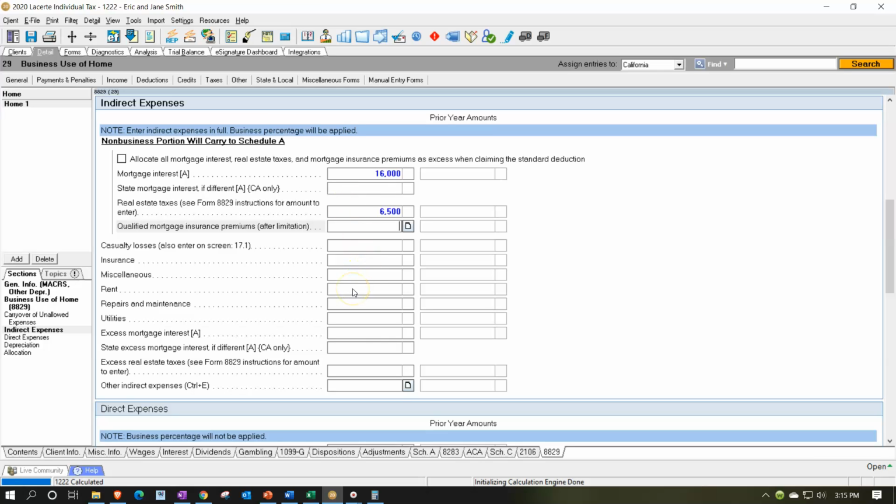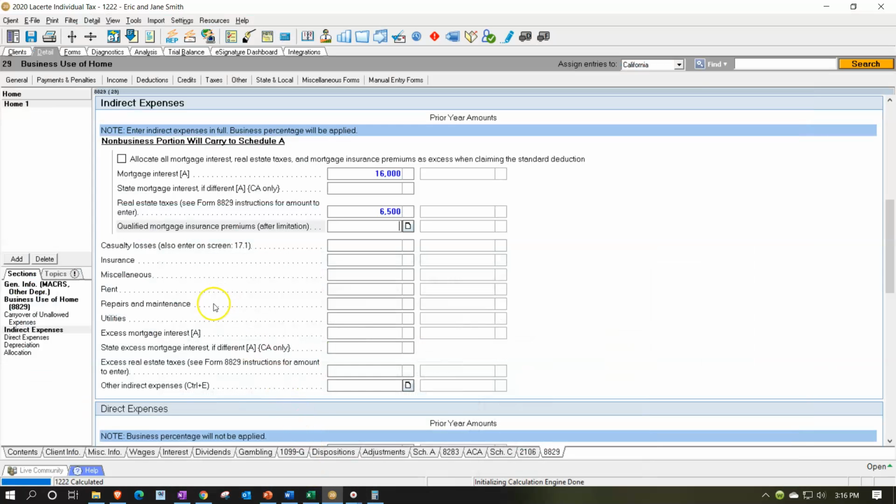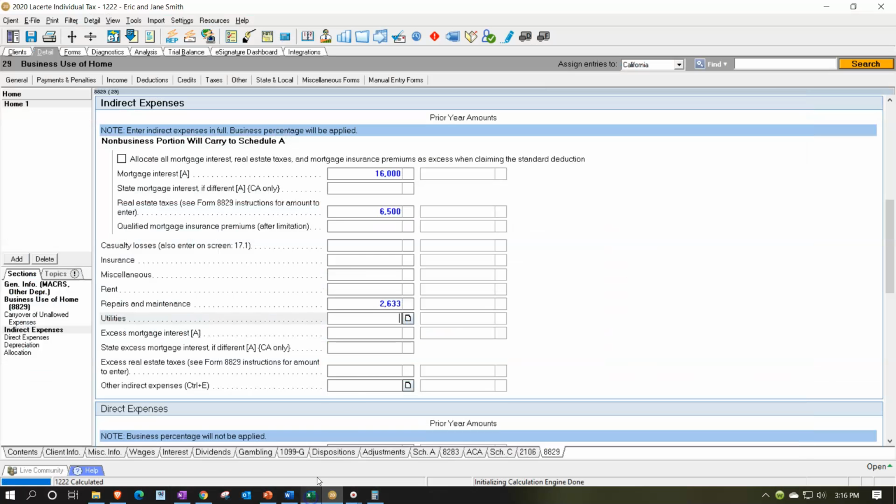So now we're going to go down and say that the other items that we had were, what were the other items? The repairs and maintenance, 2633. So I'm going to put that 2633 there. And then we have the utilities. Now these are pretty straightforward because they're probably not going to be deductible anywhere else. And if you were renting your home instead of having the mortgage interest and whatnot, then it would be more straightforward as well. So I'm going to say 444.